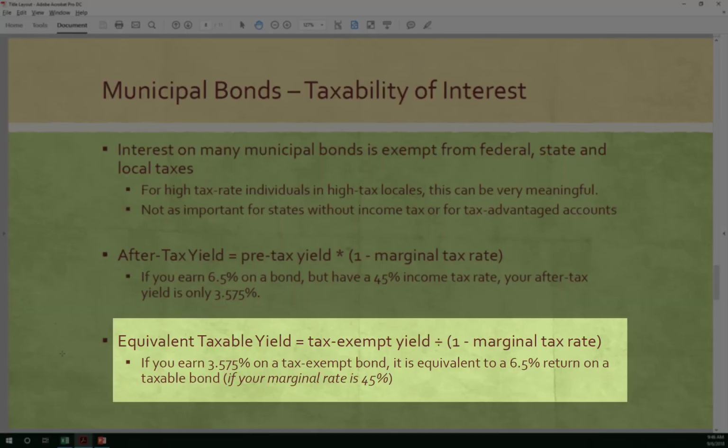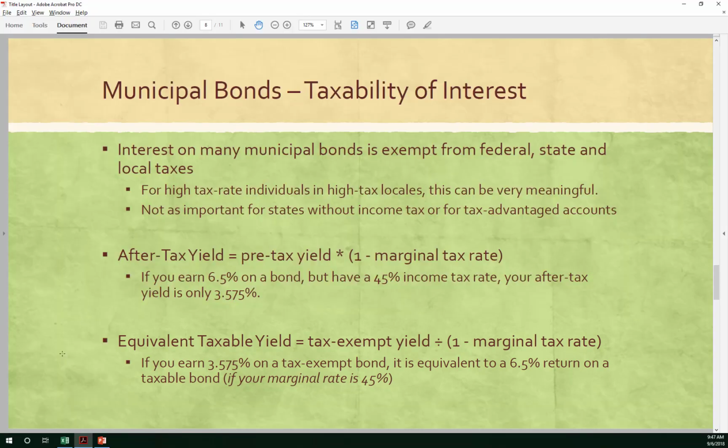Now, an equivalent taxable yield is kind of reversing everything and looking at, if we've got a yield on a bond that's not taxable, we can in essence gross that yield up to see how it would compare to fully taxable yields. So in this case, we're going to take the tax exempt yield and divide it by 1 minus the marginal tax rate. So if we use that same example we did before, if you earn 3.575% on a tax exempt bond, it's the same as earning a 6.5% return on a taxable bond. So those two things are functionally equivalent because of the marginal tax rate that a person faces.